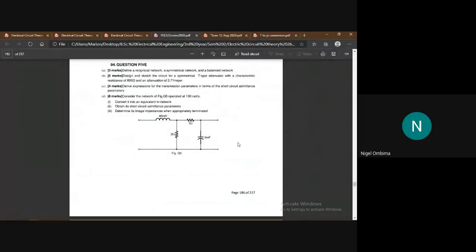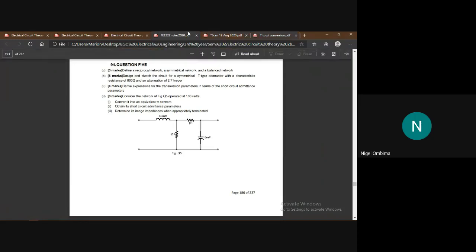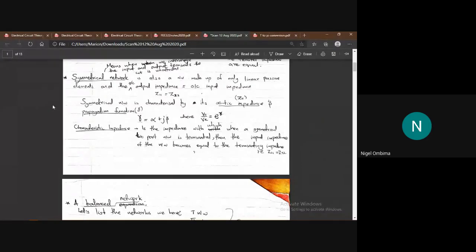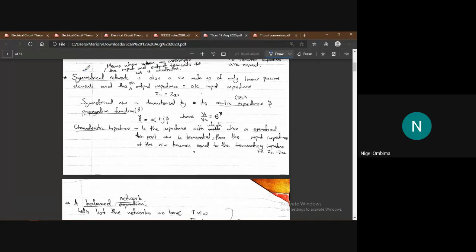I'll call question 5, page 186. It's majorly topic 1. A, define a reciprocal network, symmetrical network, and a balanced network. So, in my notes, I've answered the questions, and I was also writing some short notes. So follow this pen of mine so that you don't get lost. And if anyone has a question, just shout.